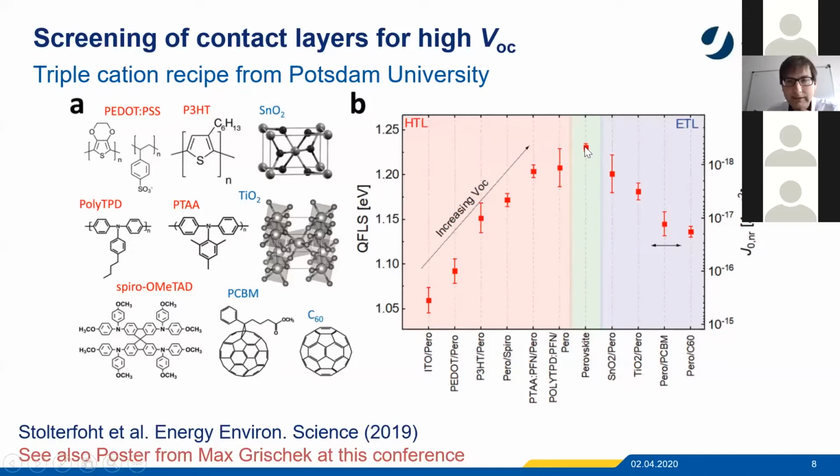And every order of magnitude that you lose in luminescence will mean kT ln(10), so 60 millivolt loss in open circuit voltage or quasi-Fermi level splitting of these samples. And what you see here is that each of the hole transport layers and each of the electron transport layers does indeed reduce the luminescence by, in some cases higher, in some cases lower amounts.